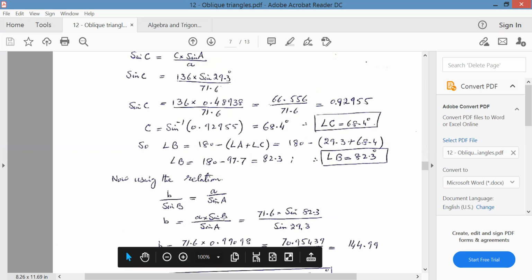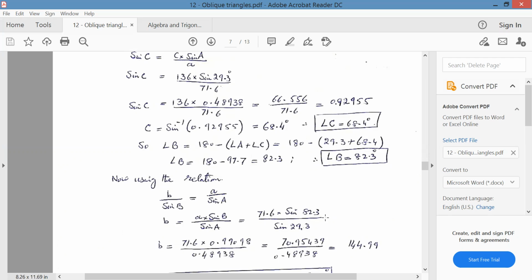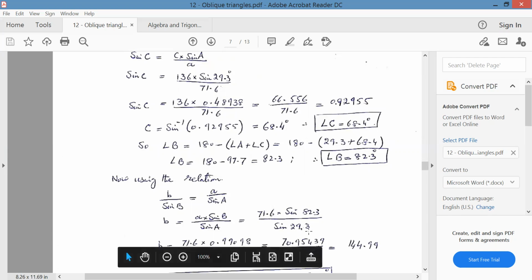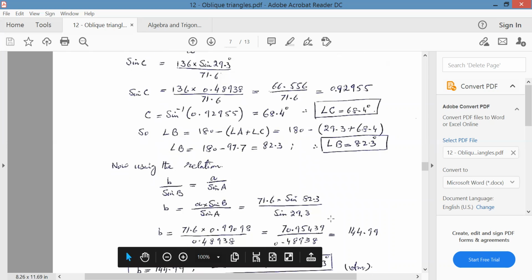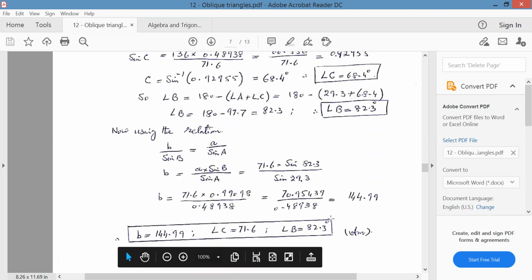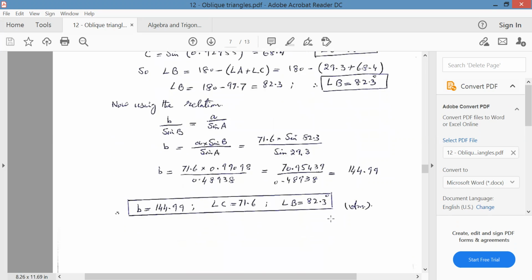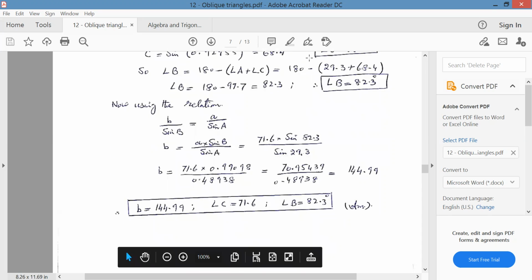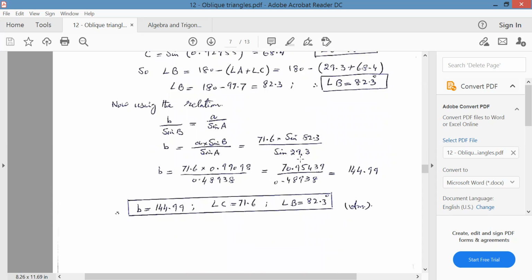Insert the angle. Sine B is sine 82.3. You have just calculated sine A, sine of 29.3, it is given. Then from your calculator, substitute the values of these sine angles. Sin 82.3 is coming to be 0.99098, and sin 29.3 is coming to be 0.48938.